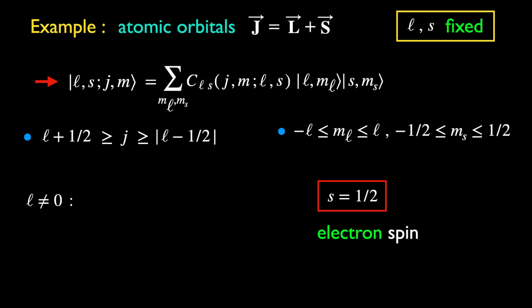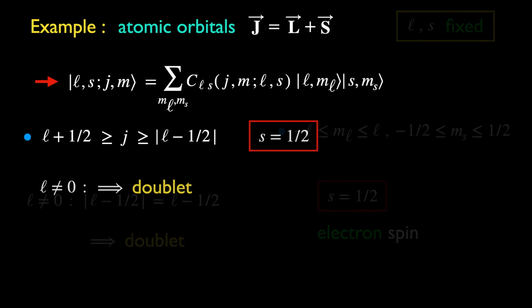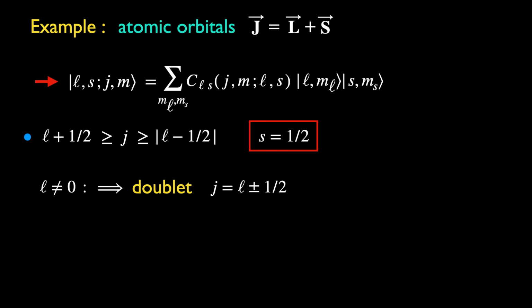Notice that when L is non-zero, L minus half is equal to its magnitude, since the orbital quantum numbers are positive integers. So there are two states within this interval, one with J equals L plus half, and the other with L minus half, forming a doublet for a given L. Whereas for L equals 0, there is only one state, a singlet.